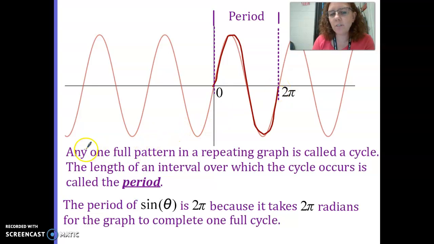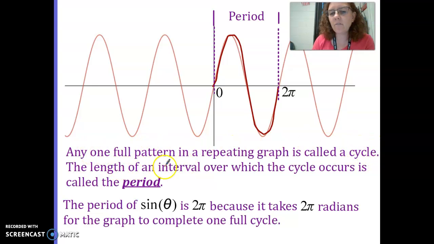So some vocabulary you need to write down. Any one full pattern in a repeating graph is called a cycle. So as I go across the sine curve like that, that's a cycle. And you can see I have another one right here. This time I zoomed out on Desmos so I could see a little bit more. And you can see I have 1, 2, 3, 4 repetitions of the sine curve. Every one of those repetitions is called a cycle.